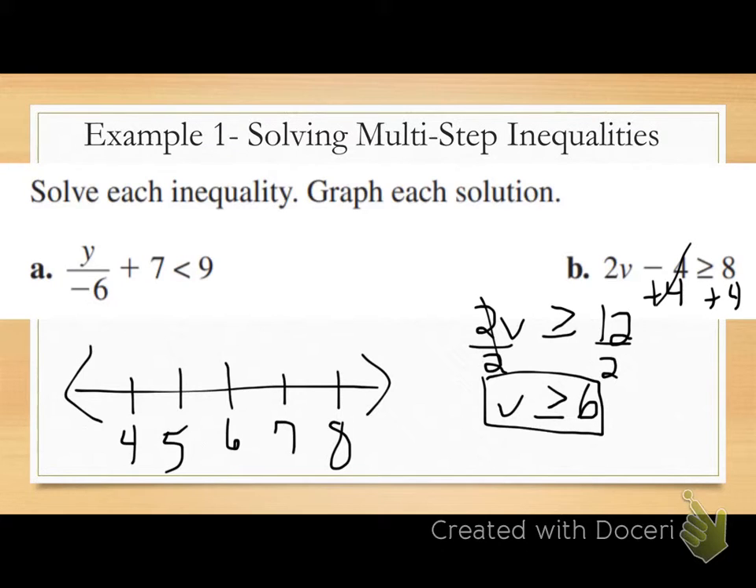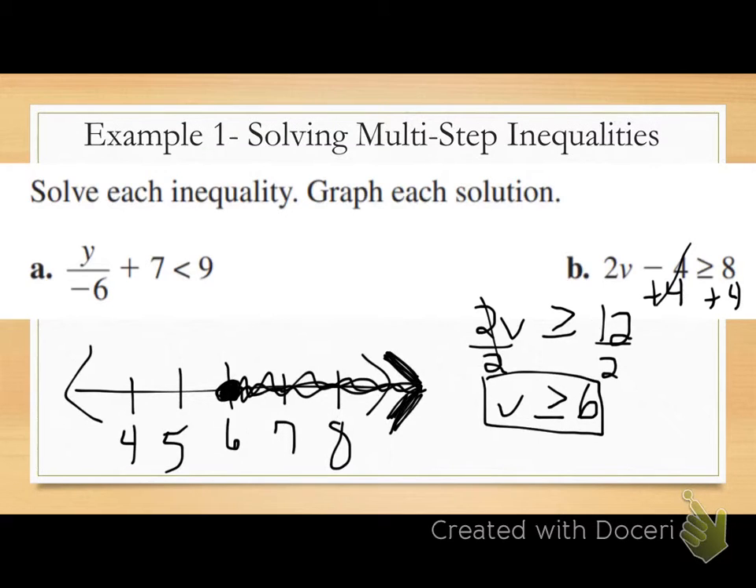Open or closed dot on 6? Closed. And which way am I shading? To the right. It's all values greater than or equal to 6. Any questions on B? Nope.